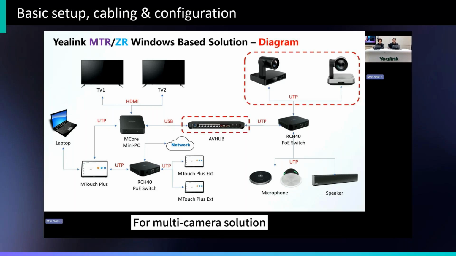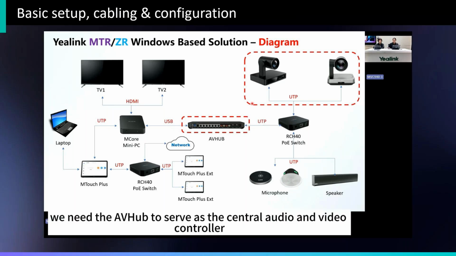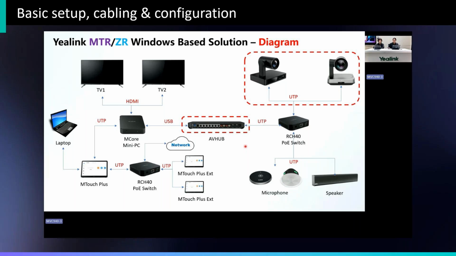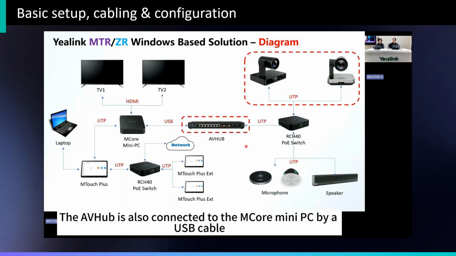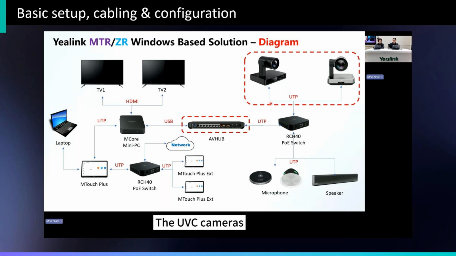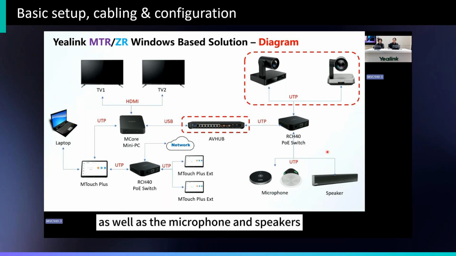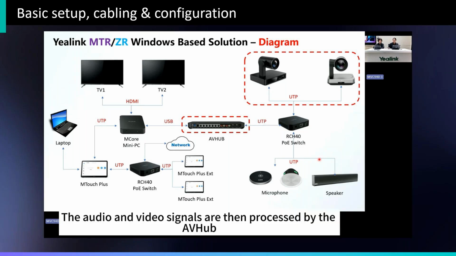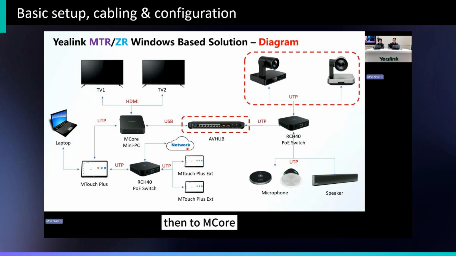For multi-camera solution, we need the AV hub to serve as the central audio and video controller. The AV hub is also connected to the M-Core by a USB cable. The UVC cameras as well as the microphones and speakers can all be connected to the AV hub by PoE. The audio and video signals are then processed by the AV hub, then to the M-Core.